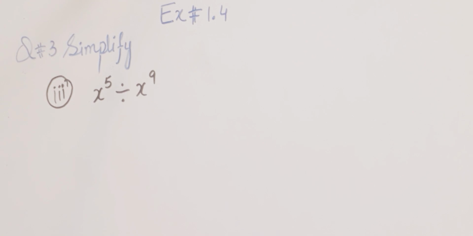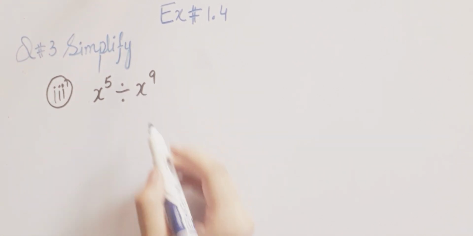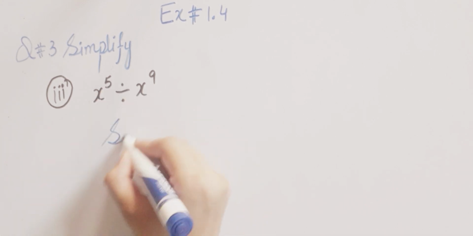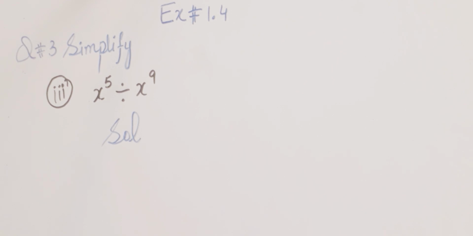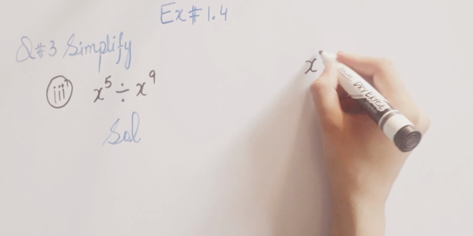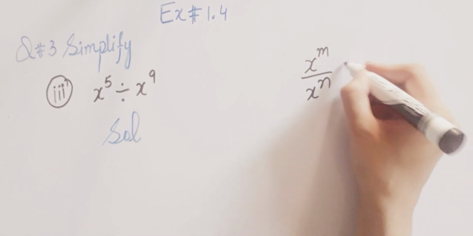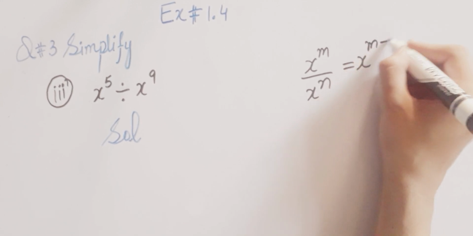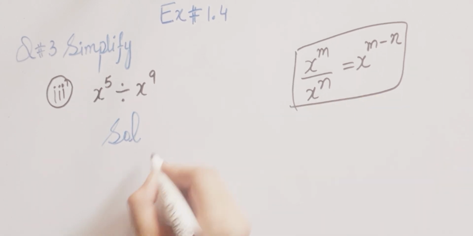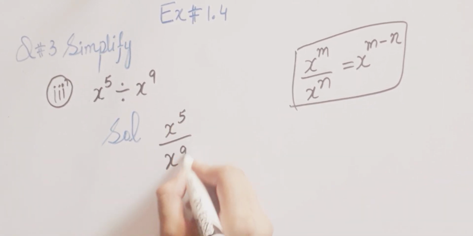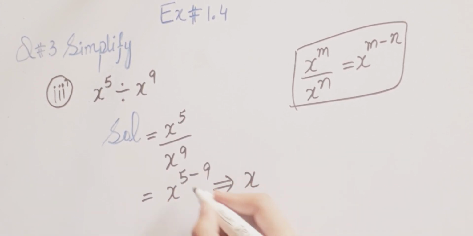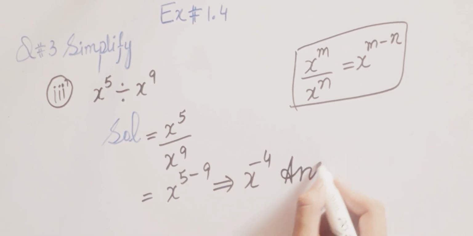Now the question number third part is x power 5 divided by x power 9. We will solve this by using the quotient law. According to quotient law, we have x power m divided by x power n is equal to x power m minus n. So we will use this law here. x power 5 by x power 9 is x power 5 minus 9, which implies x power minus 4. So this is the answer of this question.